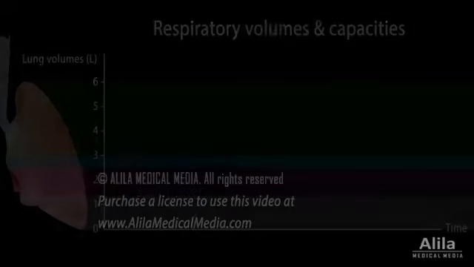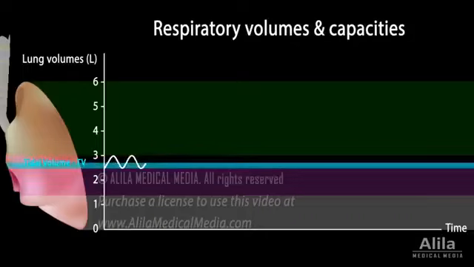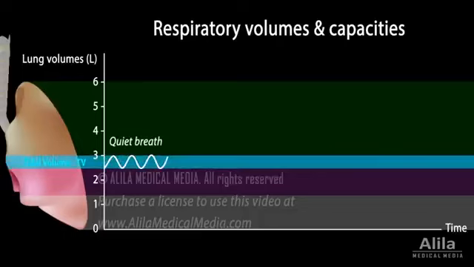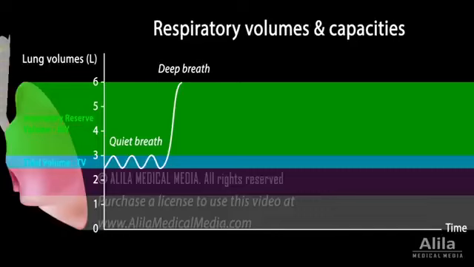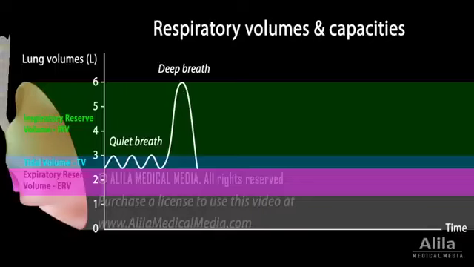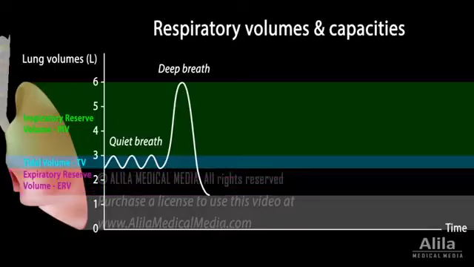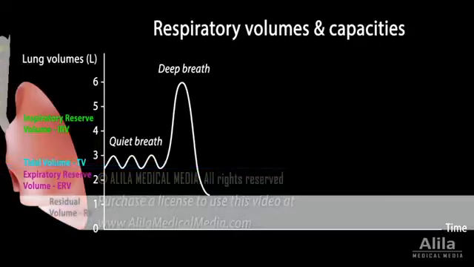A spirometry test typically reports 4 respiratory volumes: tidal volume, TV, the amount of air inhaled or exhaled during normal, quiet breathing, without effort; inspiratory reserve volume, IRV, the amount of air that can be inhaled with maximum effort after a quiet inhalation; expiratory reserve volume, ERV, the amount of air that can be exhaled with maximum effort after a quiet exhalation; residual volume, RV, the amount of air remaining in the lungs after a maximum exhalation.